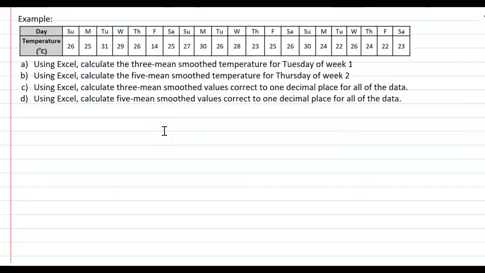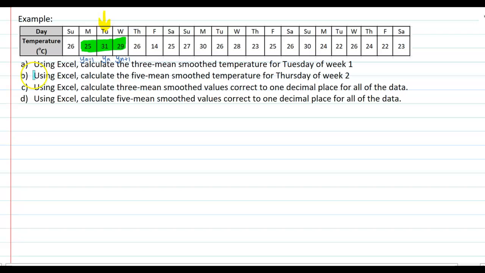To help understand how those formulas work, we'll just get stuck straight into the example. Looking at A, it says using Excel, calculate the 3 mean smooth temperature for Tuesday of week 1. So here's Tuesday of week 1, and we want the 3 mean smooth temperature. Centralizing around the Tuesday, we'll select these 3 values. That means our Tuesday is the yn, the Monday is the yn minus 1, and the Wednesday is the yn plus 1.